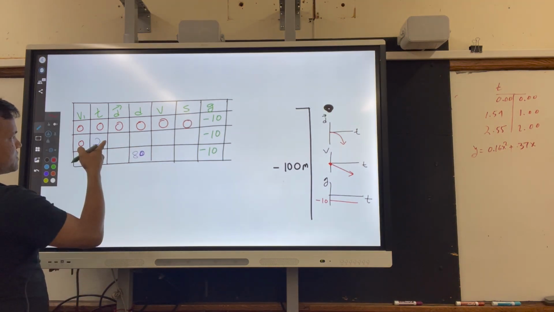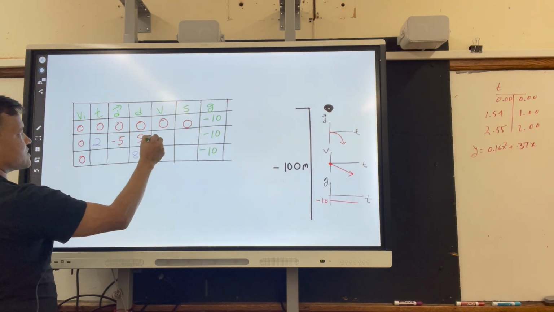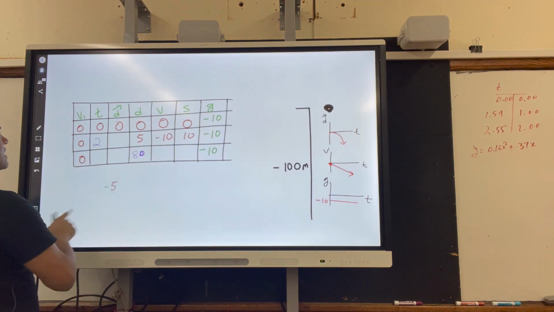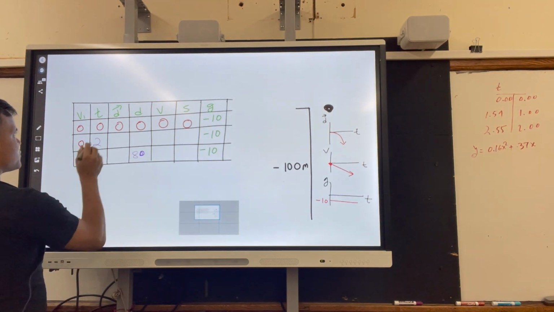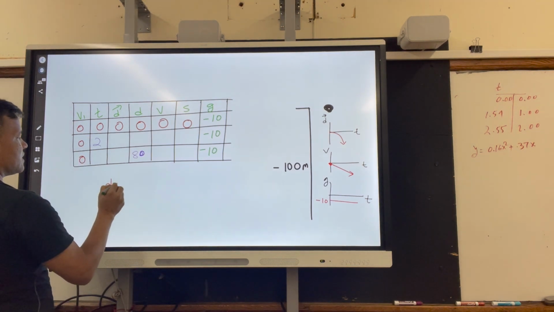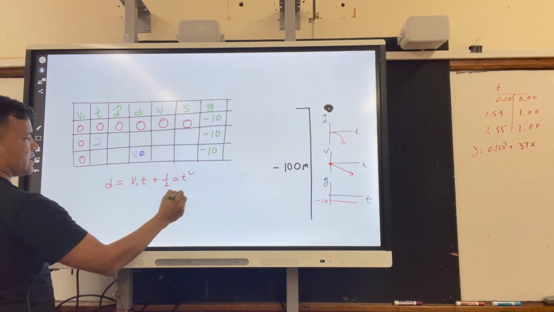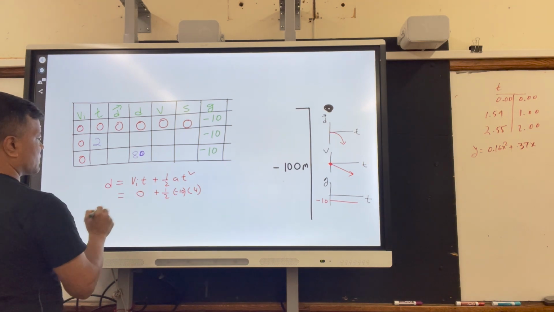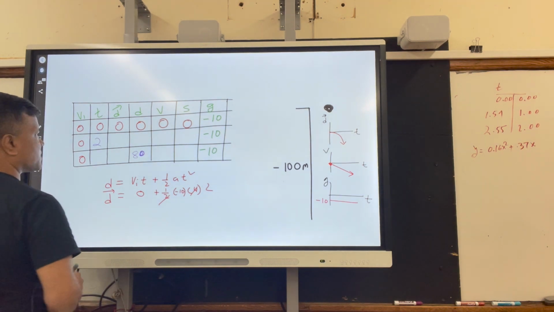Now, at the end of 2 seconds, what is the object's displacement? How do I know? Let's see, d is equal to vi t plus half a t squared. At the end of 2 seconds, you put 4 over here for t squared, you put negative 10 over here and the half. vi t is 0. What is the displacement at the end of 2 seconds? The object's displacement is negative 20.